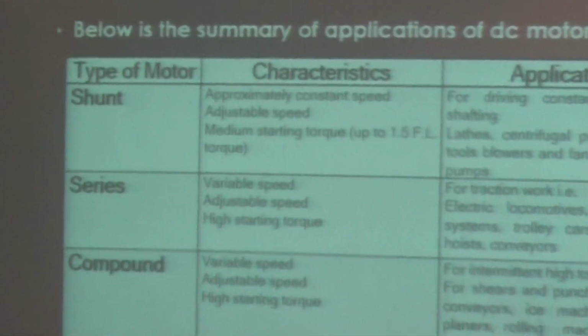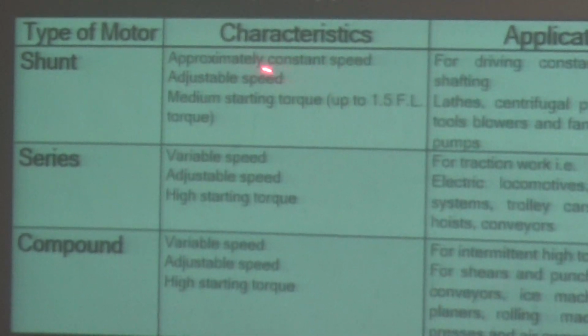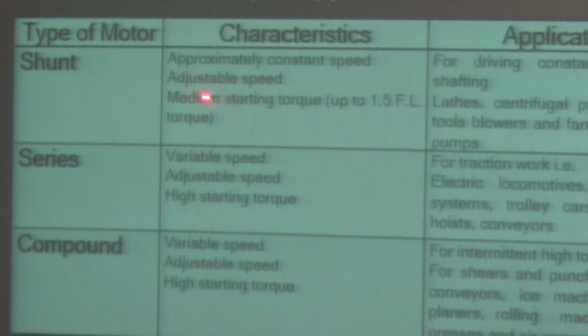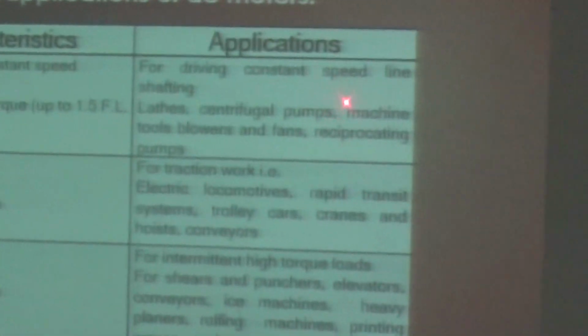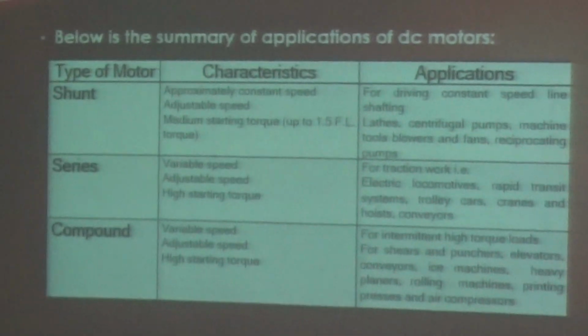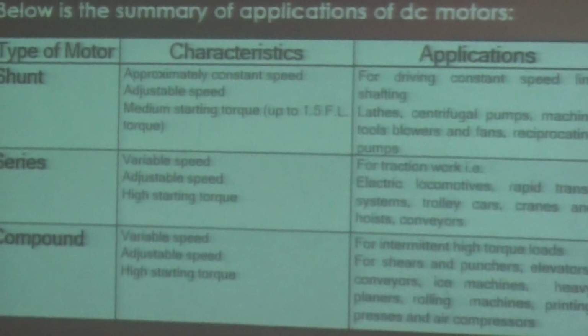So for shunt motors, syempre meron siyang approximately constant speed, adjustable speed, and kaya nilang medium torque lang, up to 1.5 ng full load torque niya. So applications niya: for driving constant speed line shafting. This is used for lathes, centrifugal pumps, machine tools, blowers and fans, and reciprocating pumps.